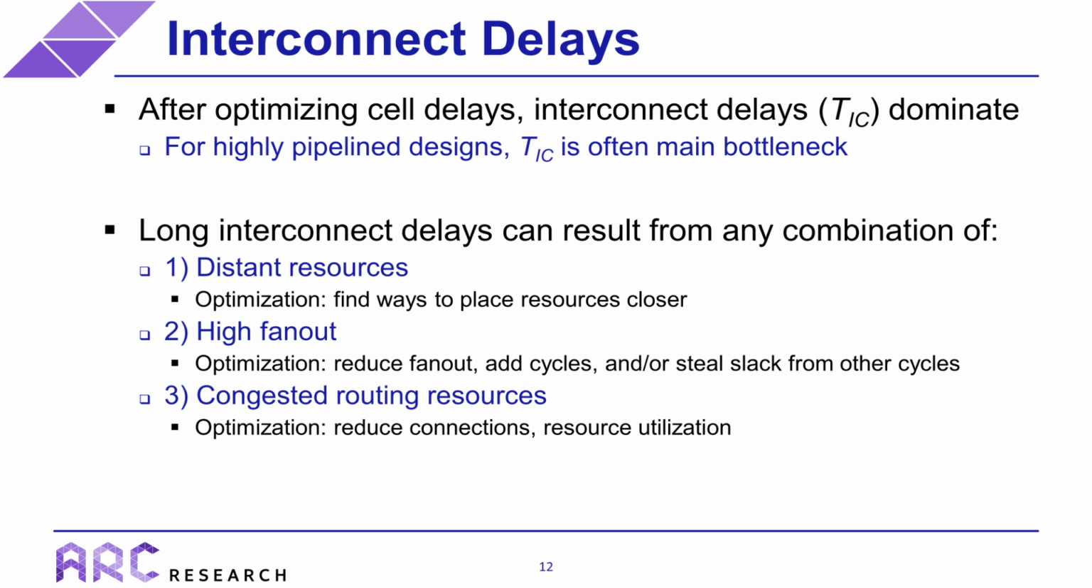So after optimizing all the cell delays on a given path, interconnect delays will then begin to dominate the total delay of that path. This is especially common for highly pipelined designs because that pipelining will often shrink the cell delays as much as possible. Now, there can be many reasons for lengthy interconnect delays, but they usually result from a combination of 3 things. So one cause is distantly placed resources, which require long propagation delays across many of the FPGA's routing resources. To solve this problem, we need to find ways to place those resources closer together.